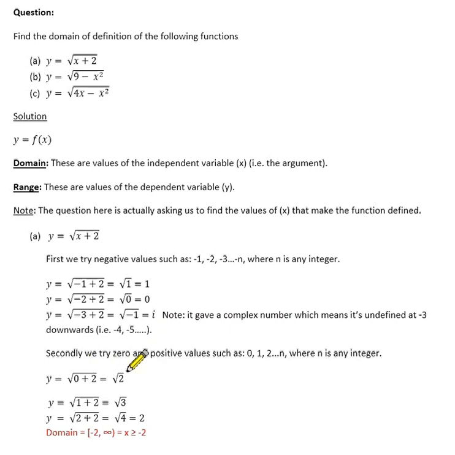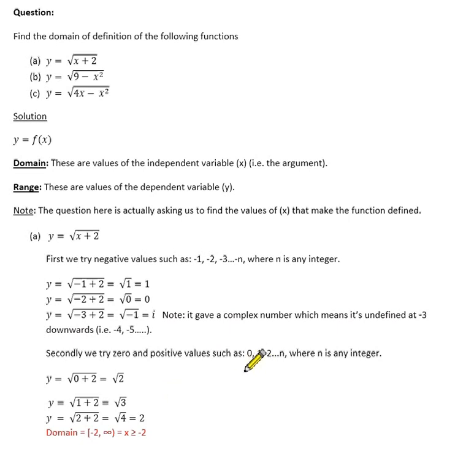Secondly, we try 0 and positive values such as 0, 1, 2 down to positive n, where n is any integer. When we plug in x equals 0 into our function, we get that y equals the square root of 2, which means that the function is defined at x equals 0. When we plug in x equals 1, we get that y equals the square root of 3, which means that our function is also defined at x equals 1.